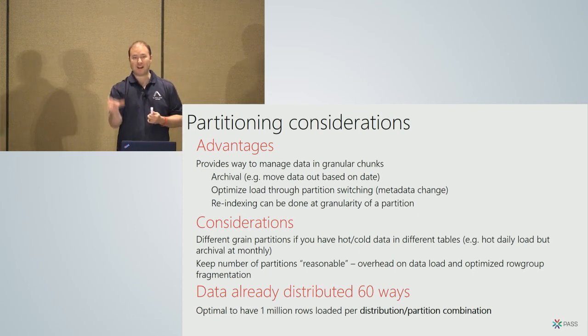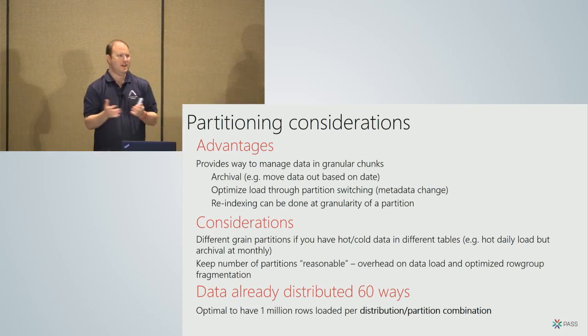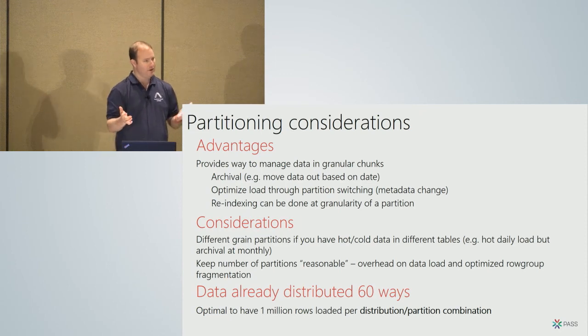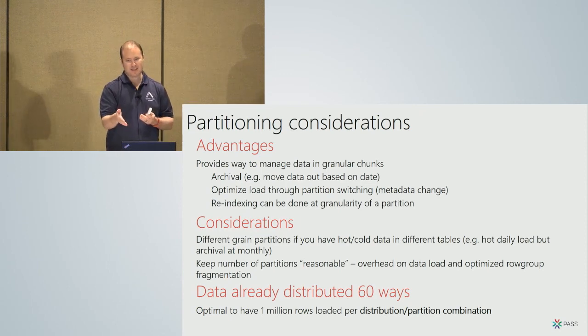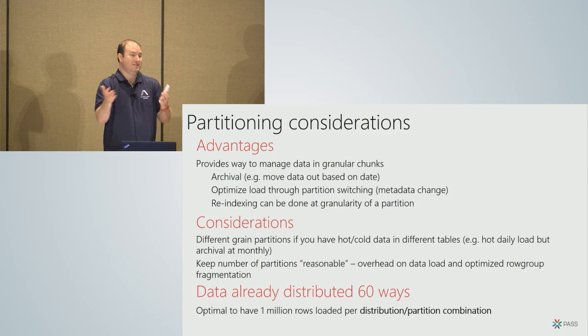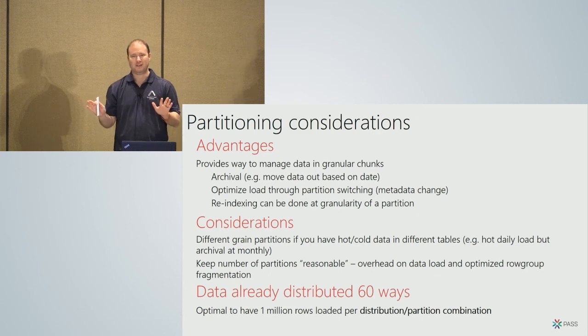In DW, because I already have these 60 distributions, in essence, it's kind of partitioned for you. So what you really need to think about in this case is it's optimal to have 1 million rows loaded per distribution partition combination. So if you think about that, 60 times 1 million, you might want to look a lot more at, say, 60 million rows. Okay. So bottom line, sometimes you already have some partitioning there. It's not necessarily that you have to partition.